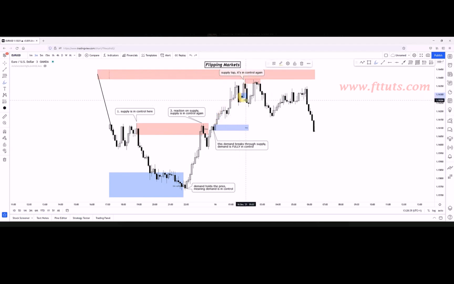And as you can see, we have this last demand zone right here, which created the inefficient movement and the break of structure to the upside. And price broke through that zone with this inefficient movement after this supply tap. So what do we know about zone breaks?